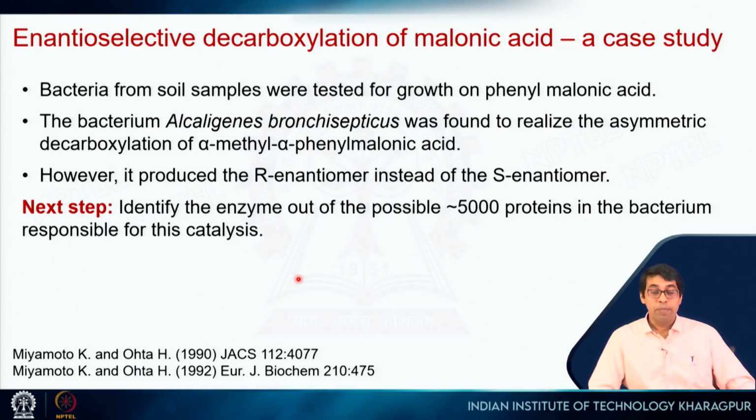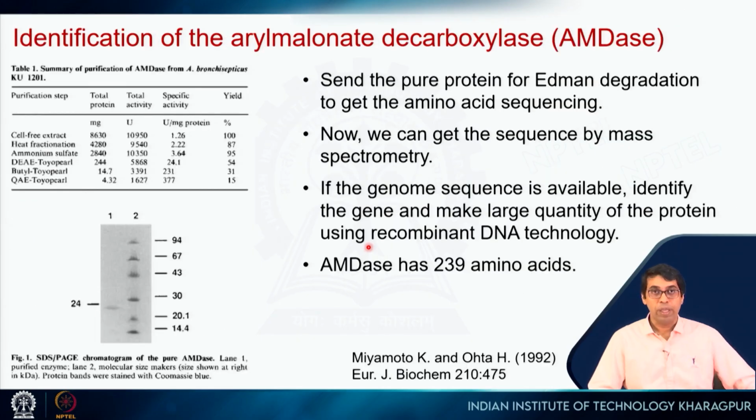So, what is the next step? The next step is to identify this enzyme, because this was done by the bacteria and bacteria has almost 5,000 proteins. So, they have to figure out this one enzyme or this one protein which is responsible for this catalysis, and once they identify that, they will have to use enzyme engineering to make it produce the S enantiomer instead of the R enantiomer. Okay.